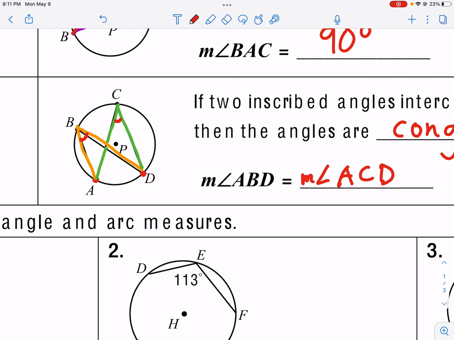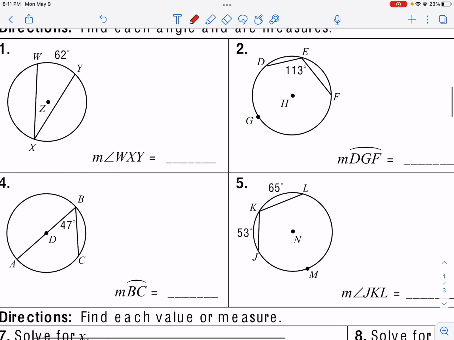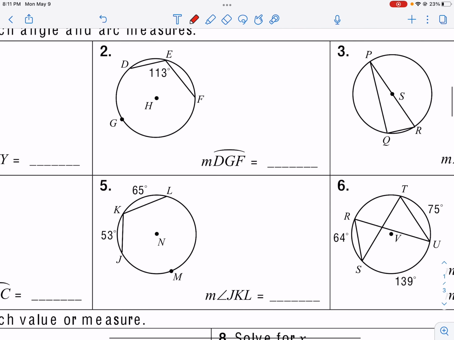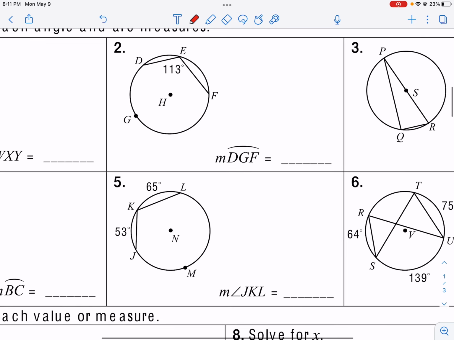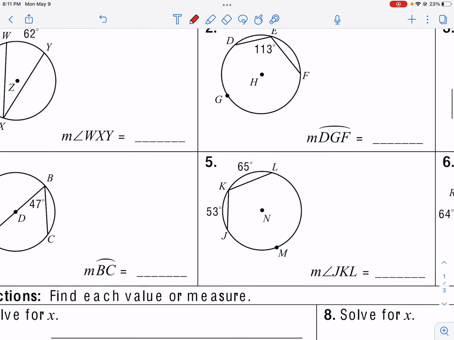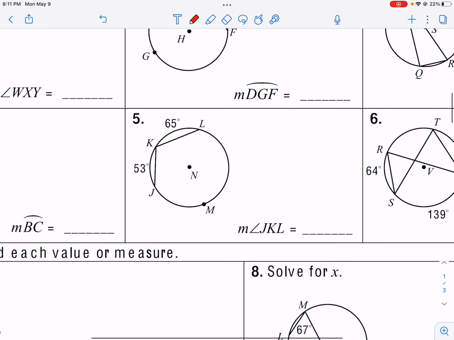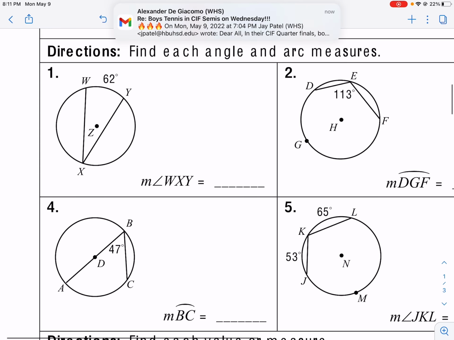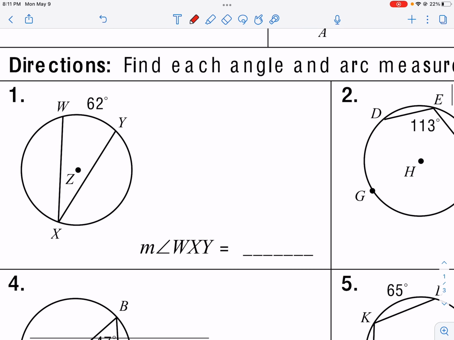Alright, let's go through some examples and then you guys can try some on your own. Let's start off with the first one. I will do 1, 3, and maybe 1, 4, and 6. Starting off with the first one, we have to find the measurement of angle WXY. So this is the inscribed angle.